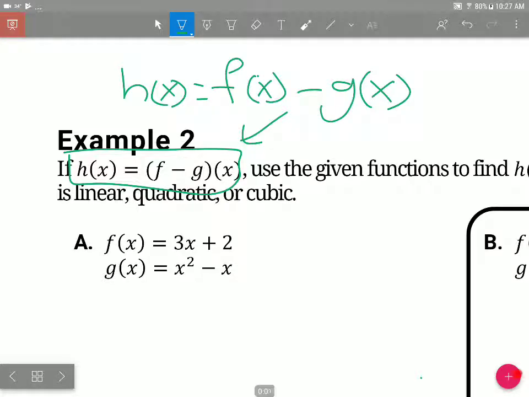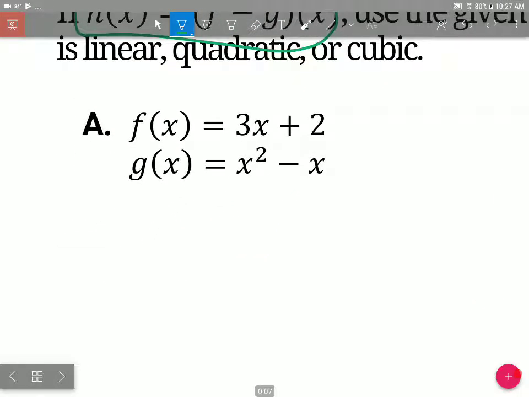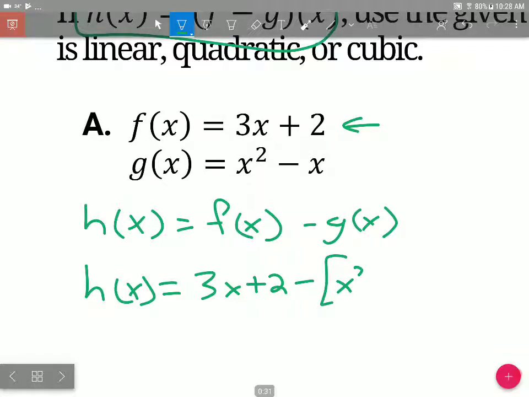So on page 9, we're doing the f function minus the g function for these things. And basically all we got to do is, we'll start up here. I'll be a little bit overly specific. So to find h, we're going to do f minus g. Cool? And then just plug in those functions. So if I want to know h, I'll take the f, and I know the f is 3x plus 2. Okay? And then we're going to subtract x squared minus x.